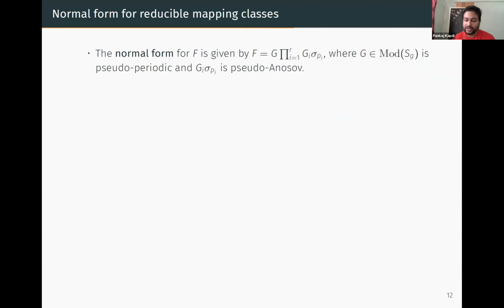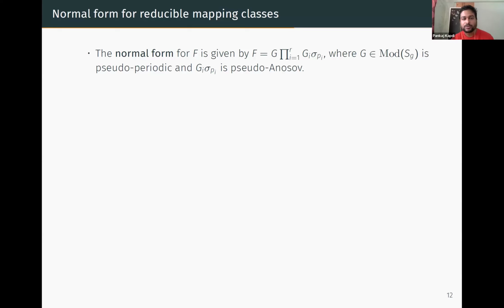Okay, so now if you don't take powers while cutting the surface along the canonical curves, and if you consider all those orbits of curves and orbits of connected components, you can write f as a product of some g times g_i sigma_{p_i}. So these g_i sigma_{p_i} are pseudo-Anosov components, and the g is the pseudo-periodic part, because there are some periodic parts.